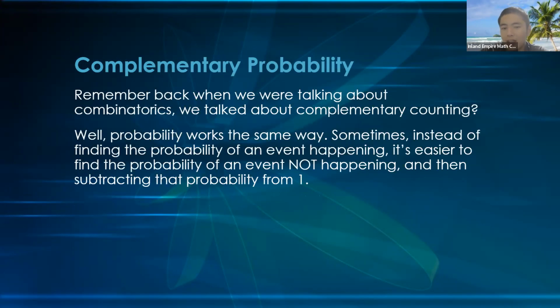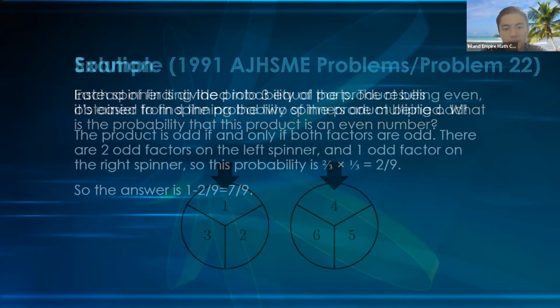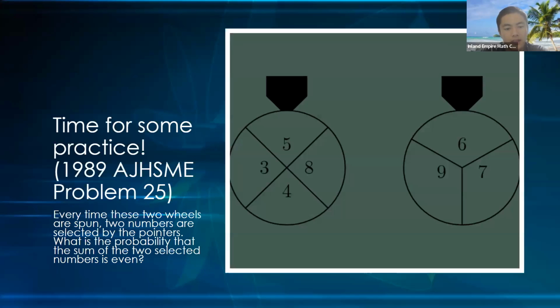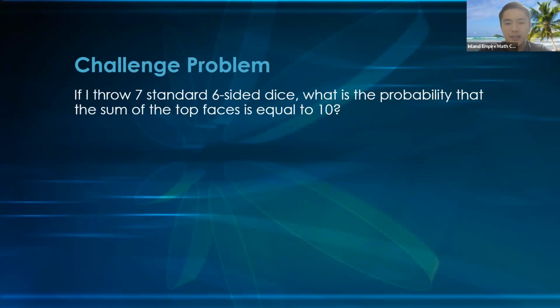And finally, we talked about complementary probability, which is when sometimes it's too hard to calculate the direct probability. You want to calculate the probability of it not happening and subtract that from 1. That often makes the problem so much easier, like this one. Finally, we did these two challenge problems. And so that's it for today's lesson.